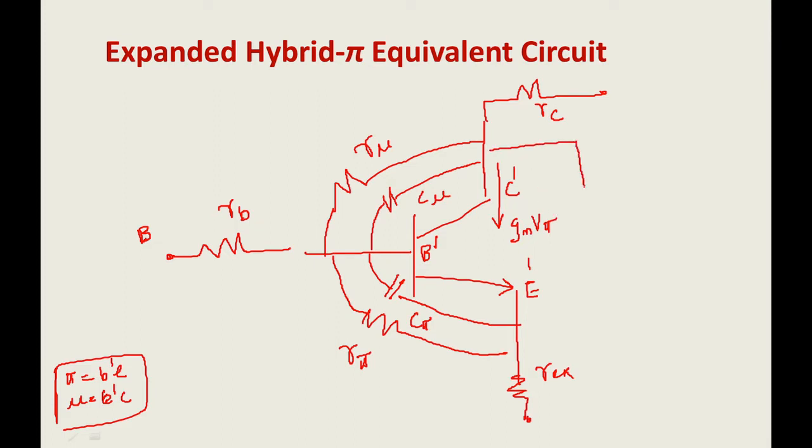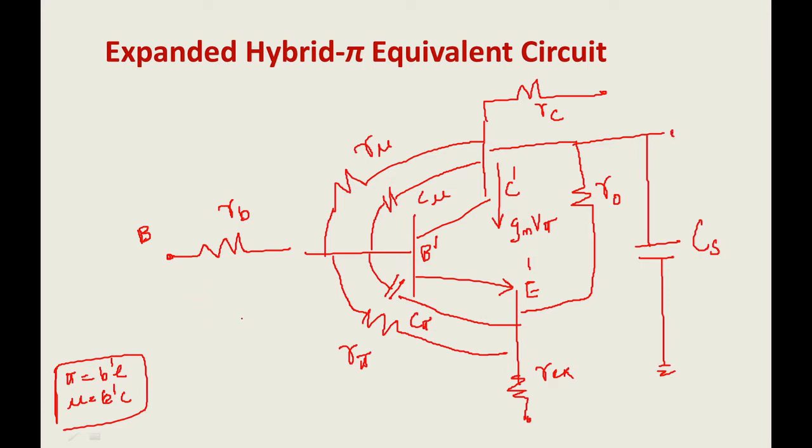Now you consider the early effect. When you consider the early effect, in between collector and emitter you have a resistance R0, which we discussed in the earlier classes. Then I am bringing in another capacitance, between the collector and the substrate. It is given as CS.